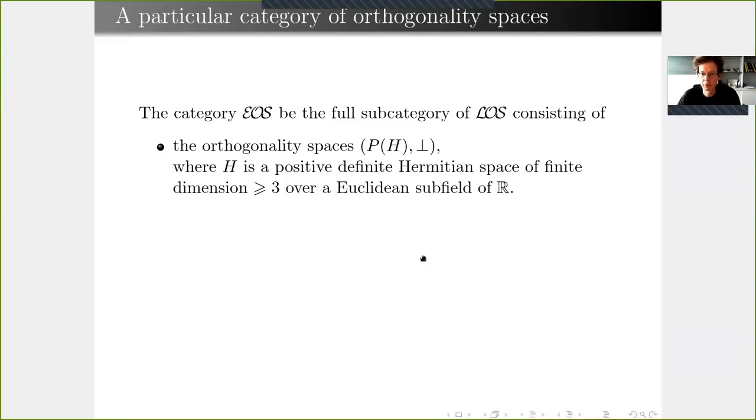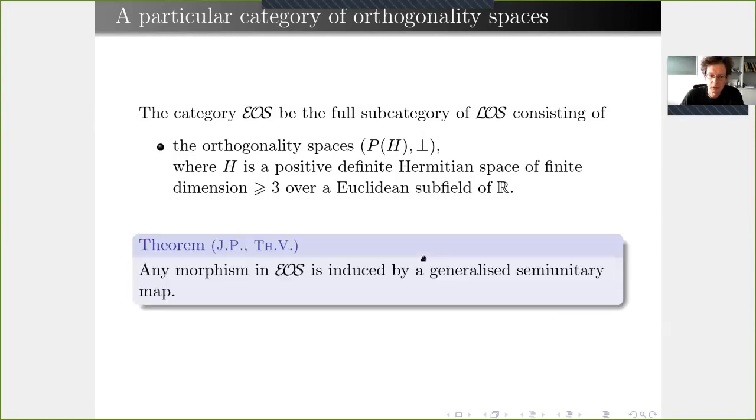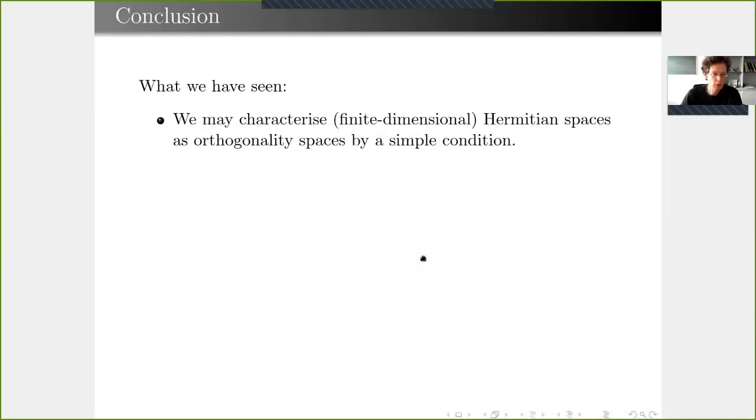If you consider once again a subcategory of our category of normal orthogonality spaces consisting only of those orthogonality spaces that arise from finite dimensional positive definite Hermitian spaces, dimension at least 3 over Euclidean subfields of the reals, then we can provide a reasonable description of the morphisms, namely they are all represented by generalized semi-unitary maps. So this is the theorem with which I would like to close. My time is actually practically over.